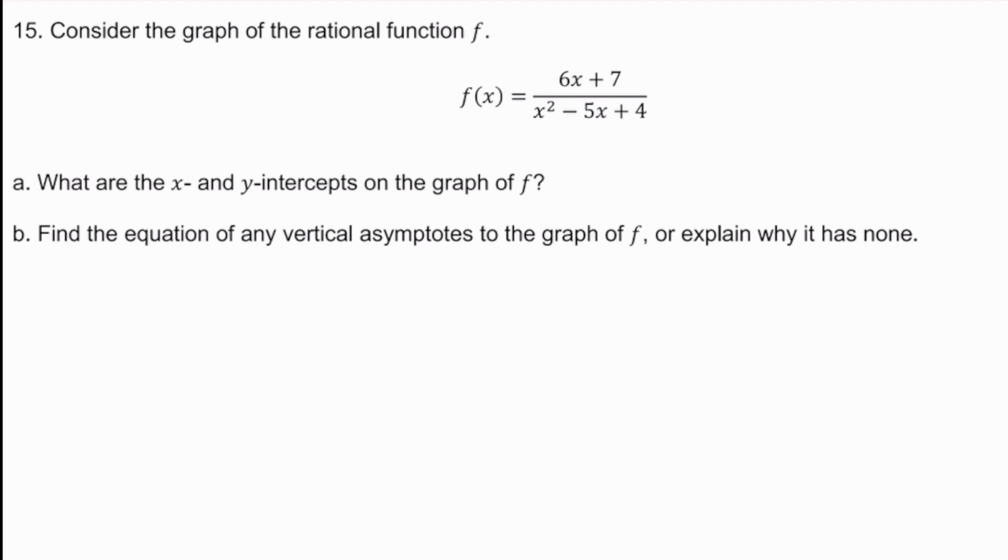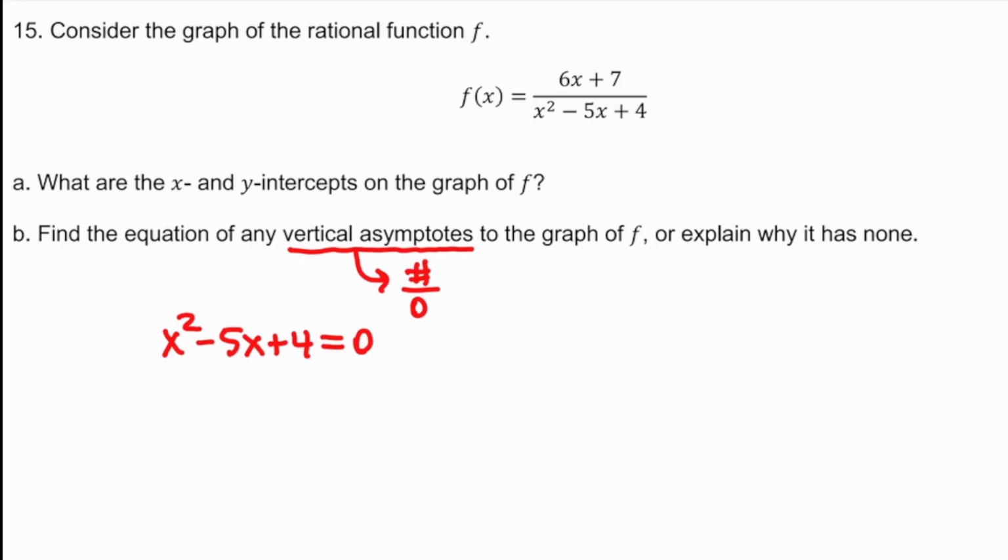And next, we'll find the equation of any vertical asymptotes to the graph of f, or explain why it has none. Okay, so the vertical asymptote is where the denominator equals 0, specifically where the numerator is also not equal to 0. So we're getting a number that's not 0 divided by 0. So I'm going to say to myself, all right, where is x squared minus 5x plus 4 equal to 0? And this is a quadratic. Okay, we've got it set to 0.